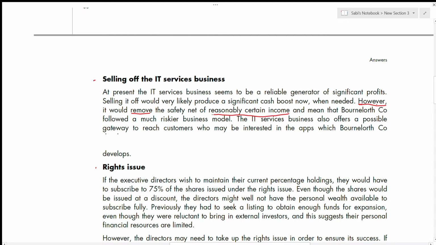So the IT service business also offers a possible gateway to reach customers who may be interested in apps which the company develops. Right? They are saying that selling of the IT service business might not be good because the IT service business might also offer a possible gateway to reach customers who may be interested in apps.